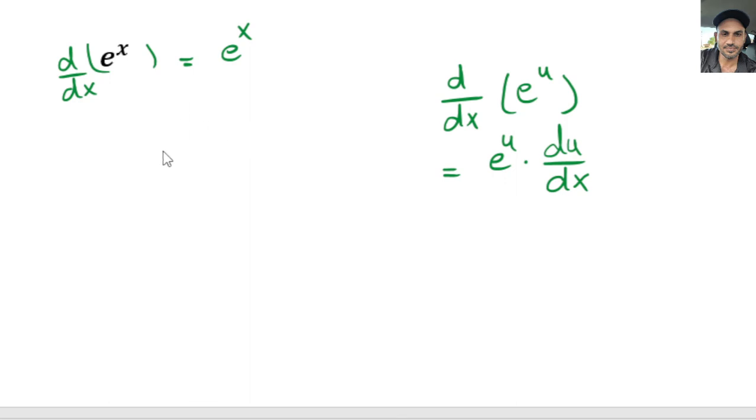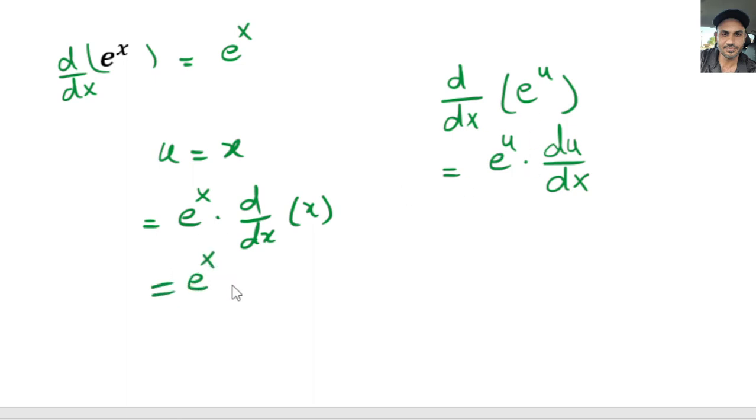And now if u is equal to x, if we make a substitution into this one, what do we get? So we get e to the x times d over dx of x. All I did is substitute this x for u in this expression, and if we simplify this, we get e to the x times d over dx, or the derivative, of x, which is just 1, so we get e to the x. So this is the formula we're going to be using moving forward. When we take the derivative of e to the u with respect to x, it's going to be e to the u times du over dx.